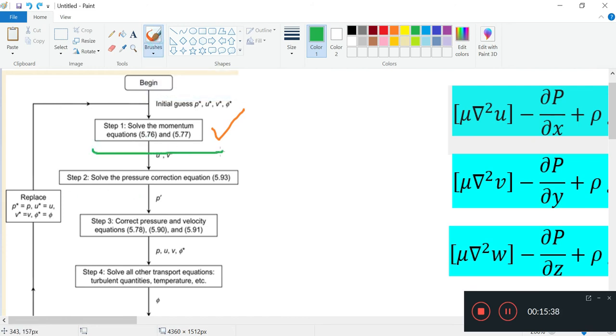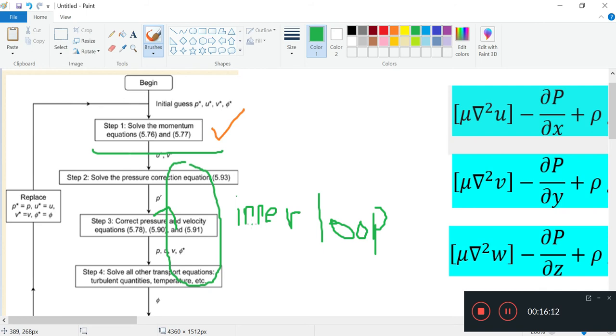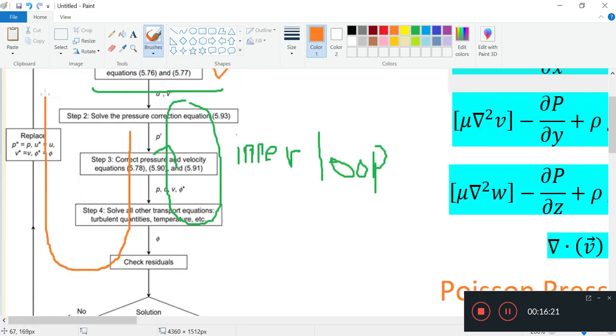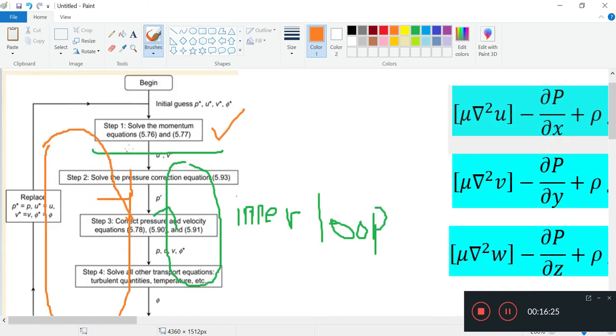You can skip this step. You can just do this step once, and instead of looping all the way around here, you can do the loop in here instead. This green circle I'm talking about is called the inner loop. The inner loop is basically just the Poisson equations and the mass conservation equations. But the outer loop will involve the momentum equations, which you solve all over again. So this is the outer loop.